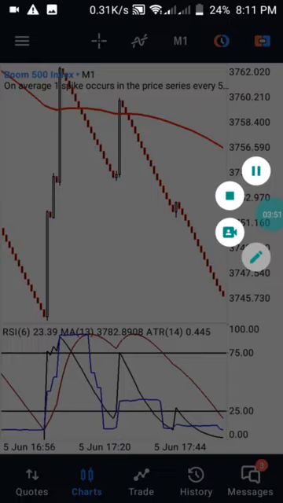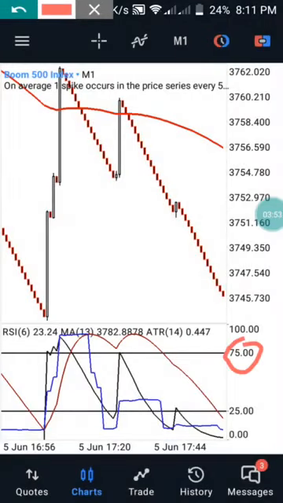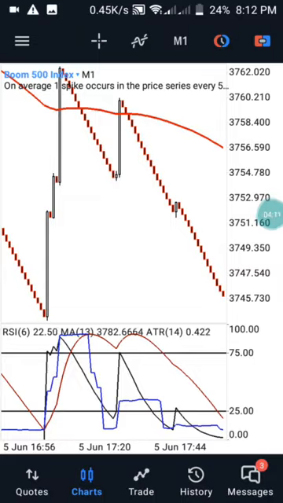What you just need to do is to always target your 75 level. You see, once it crosses at this particular area, this will be your best time to find your entry. And don't forget to set up your stop loss, which is going to be your last spike area that you see from here. So that will be your stop loss. You set your stop loss around there, and your entry is going to be around there.